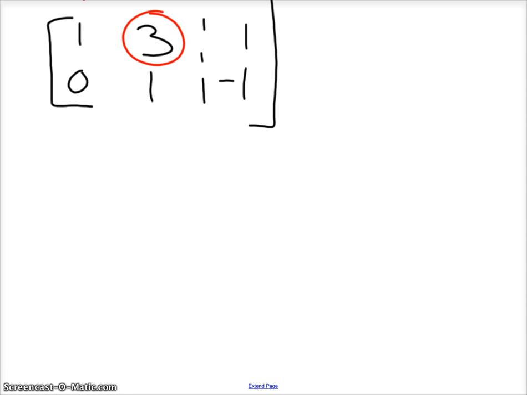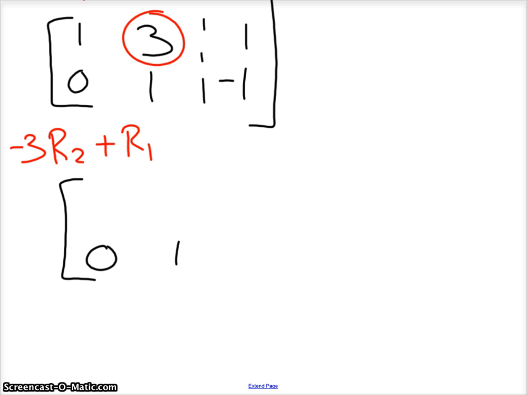To make this term a 0, we're going to multiply the bottom row now by -3, which is the opposite of 3. And so we're going to take the -3 times row 2 and then add that to row 1. In this case, we want to change the top row, so our bottom row is going to stay the same. We're going to have our 0, 1, and -1.